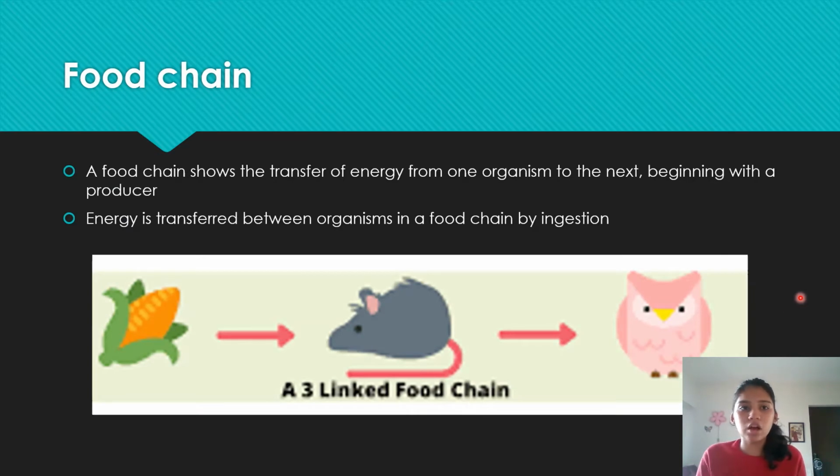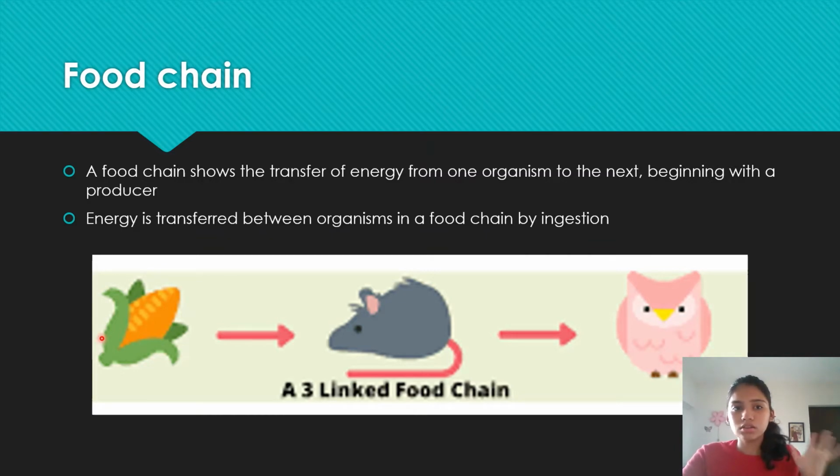So yeah, now a food chain. What exactly is a food chain? A food chain shows the transfer of energy from one organism to the next, beginning with the producer. Now, the producer by default is usually a plant. That is this, as you can see, the corn here. So the producer is what absorbs the light energy from the sun and converts it into chemical potential energy, which can then be transferred to other organisms via ingestion or consumption. As you can see, energy is transferred between organisms in a food chain by ingestion.